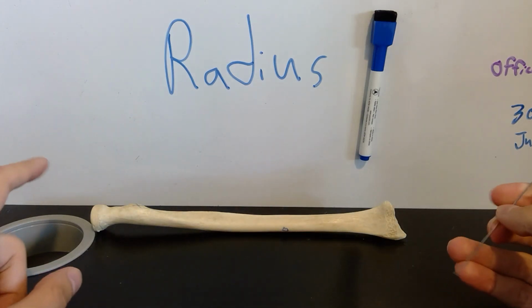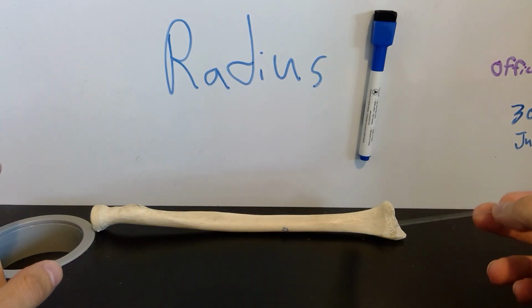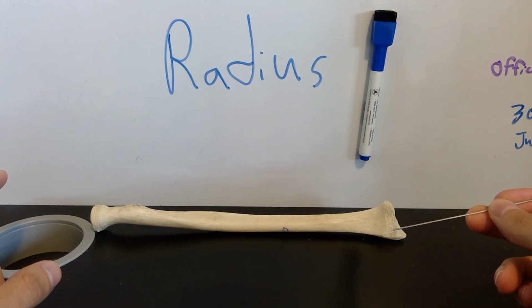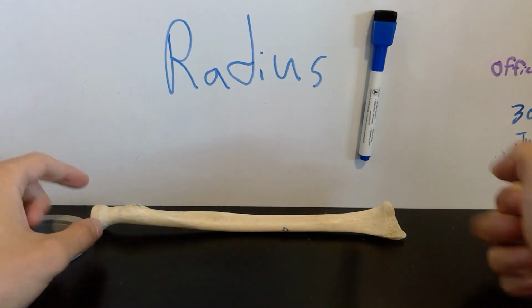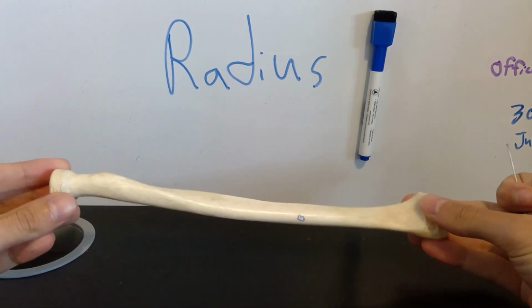Okay, so now we're diving into the radius, and we're going to first orient the proximal and distal ends, then go into landmarks, and then I'm going to tell you how to tell if it's a left or a right radius.